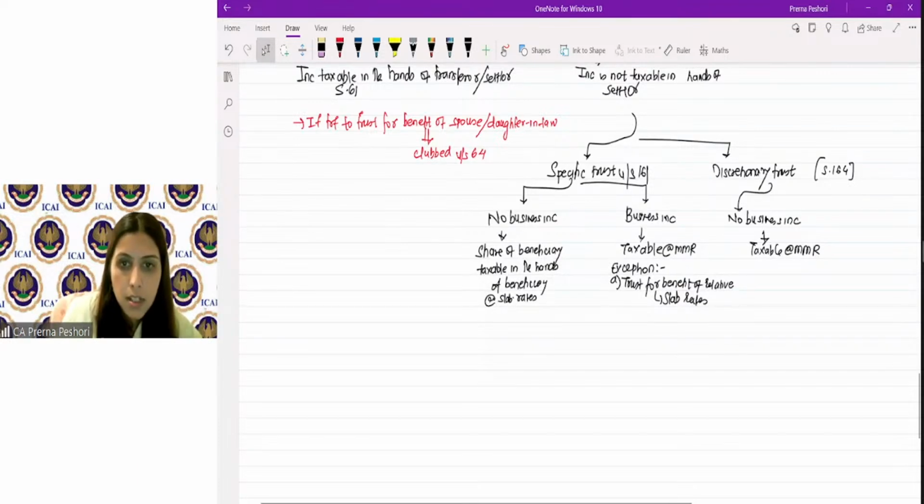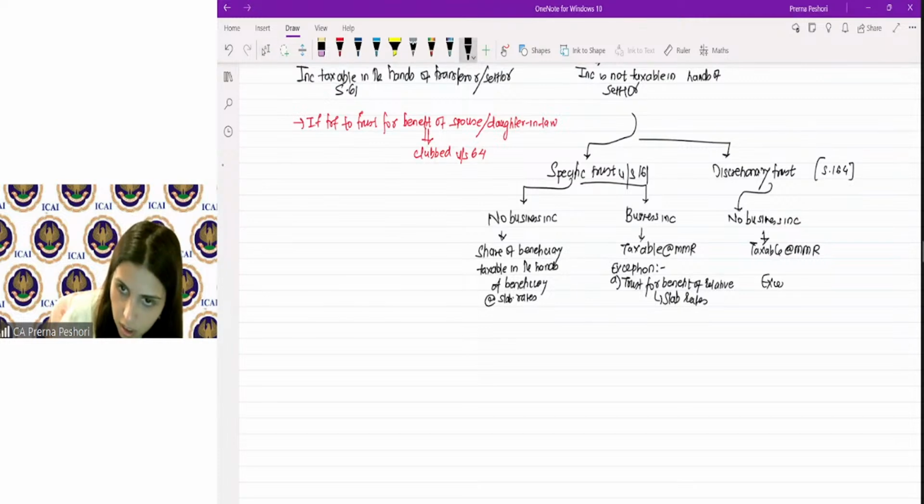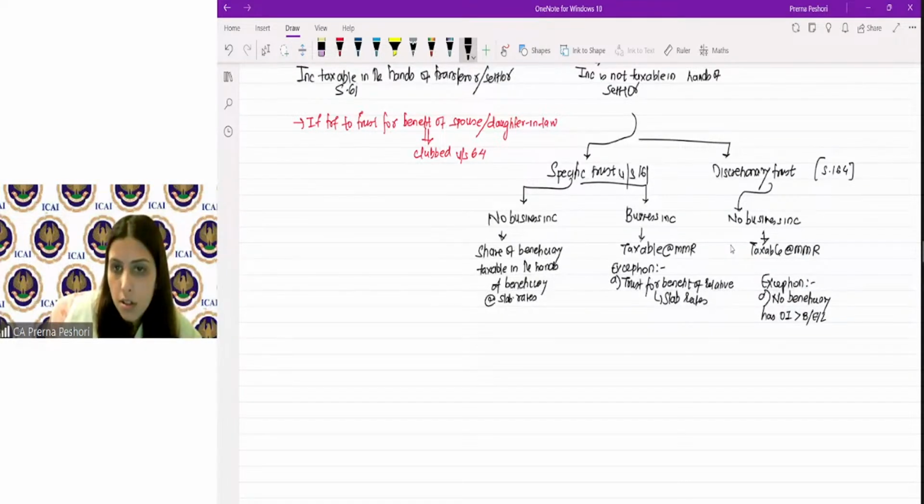This shall be taxable at MMR. This shall be taxable at MMR. Exception. None of the beneficiaries have any other income. No beneficiary has other income greater than the basic exemption limit.